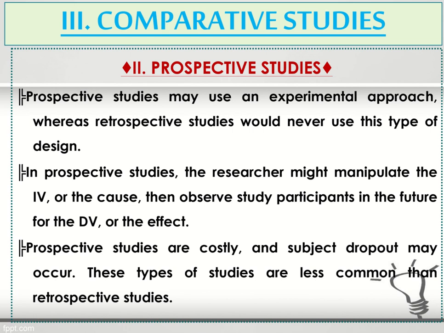In prospective studies, the researcher might manipulate the IV or the cause, then observe study participants in the future for the dependent variable or the effect. Prospective studies are costly and subject dropout may occur. And these types of studies are less common than retrospective studies.